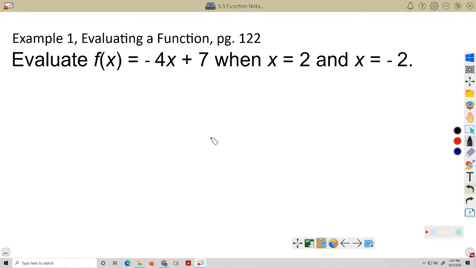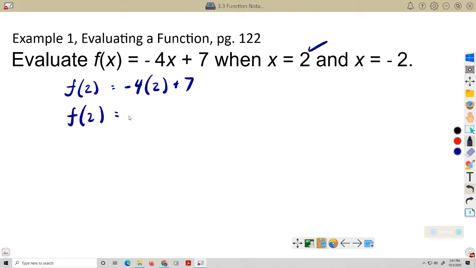Evaluate f of x equals negative 4x plus 7 when x equals 2 and x equals negative 2. All right, so the first thing I'm going to do is write f of 2, because that's the first one that we're doing, right? F of 2 equals negative 4 times 2 plus 7. So f of 2 equals negative 4 times 2 is negative 8, and negative 8 plus 7 equals negative 1. That's it. There's my evaluation. When we say evaluate, that means what's the value of f of 2?